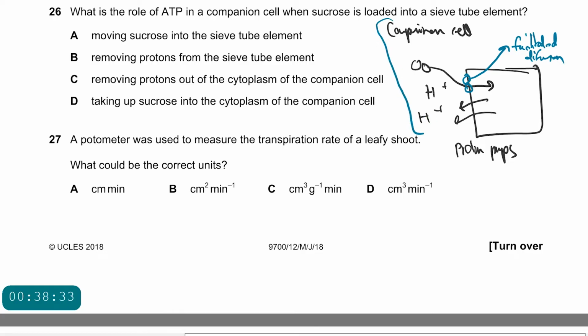A. Moving sucrose into a sieve tube element. Definitely ATP is not directly needed to move sucrose into a sieve tube element. B. Removing protons from the sieve tube element. Protons are not removed from the sieve tube element, they are removed from the companion cell, therefore this is incorrect. C. Removing protons out of the cytoplasm of the companion cell. This is correct. D. Taking up sucrose into the cytoplasm of the companion cell. This is also incorrect. Therefore, the answer is going to be C.